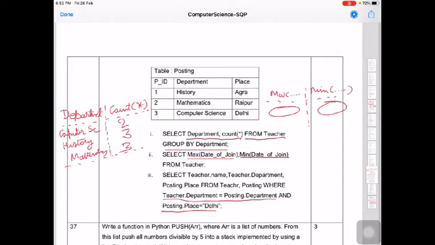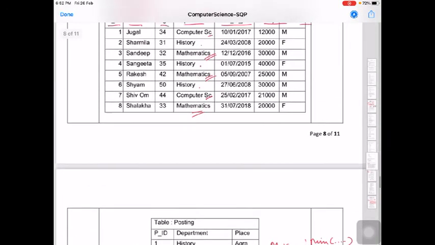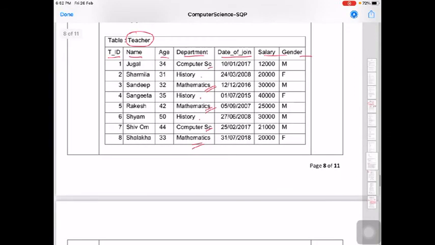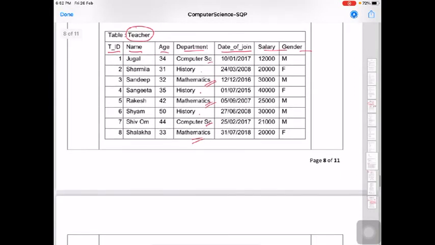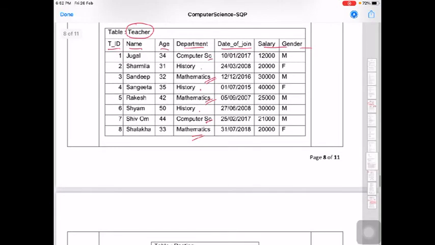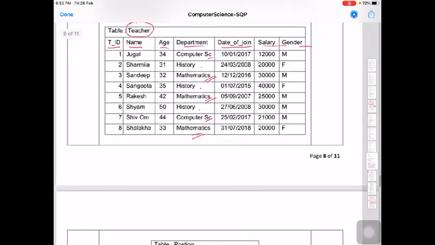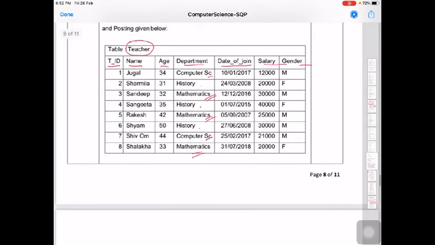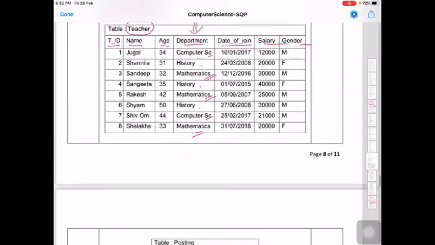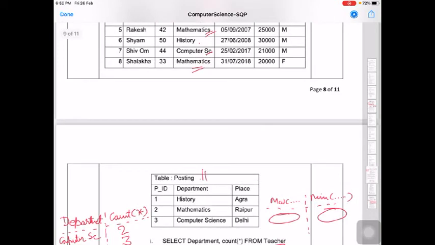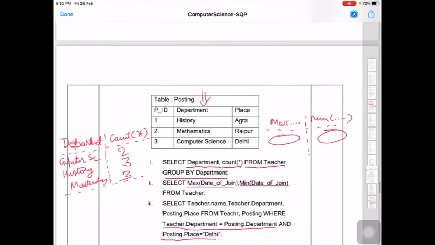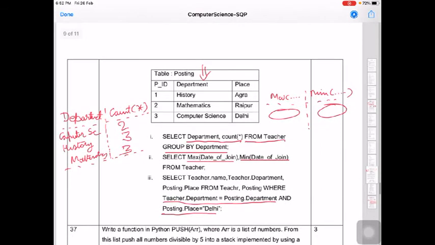Okay, here you can see one thing, that this computer science is mentioned here, but in the previous one it is computer SC. So it can be a typing mistake or it can be given deliberately. So you should not write these because this value is not matching. Department can be treated as the foreign key. So this department is common in both these tables. So the matching values will only be placed. So you will just go for this history and mathematics because computer science is not matching as it is.